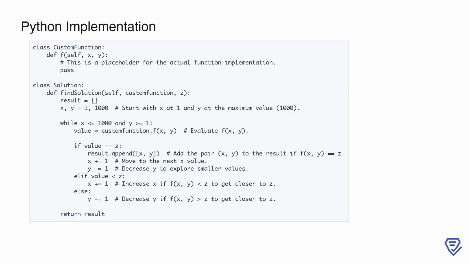The use of two pointers ensures that the algorithm runs efficiently within the constraints, as it only performs a single pass through the possible values of x and y. The final result is a list of all pairs (x, y) that satisfy the equation.